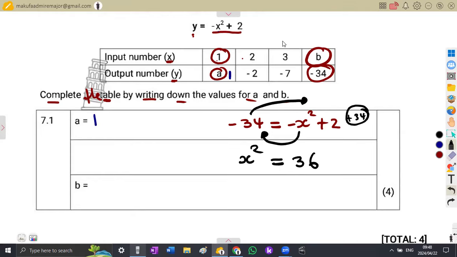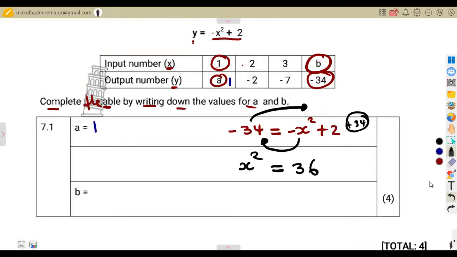So the question is, how do we find this X? Because there we are given X squared, and we need X. So to remove a square, you introduce the square root to both sides. So X is equal to the square root of 36, which is plus or minus 6. But as you can see, these numbers are increasing. 1, 2, 3. They are positive. So X must be a 6. And X represents what? The input, which is our B. So our B there was going to be a 6.